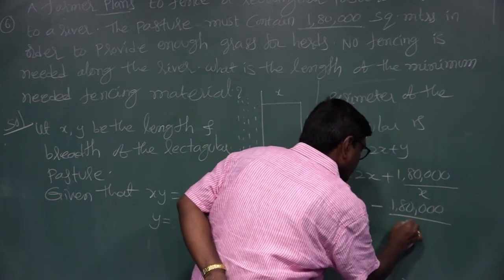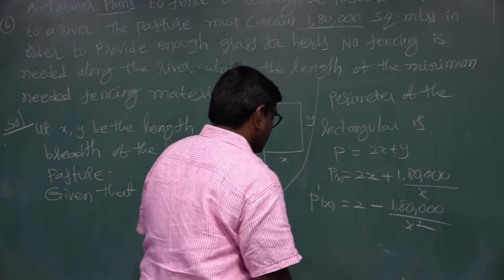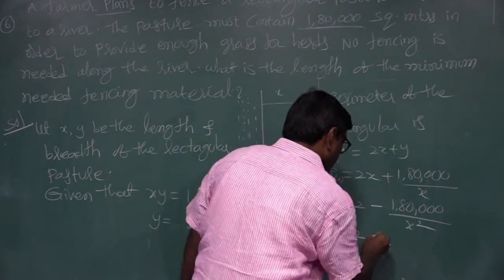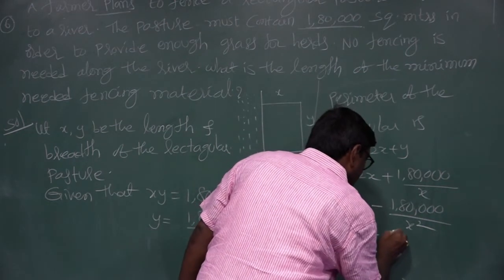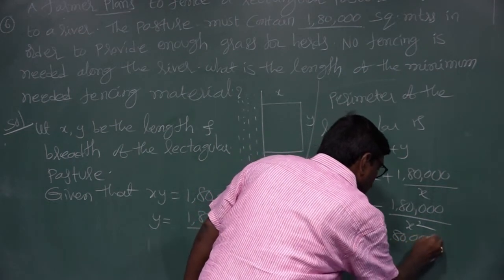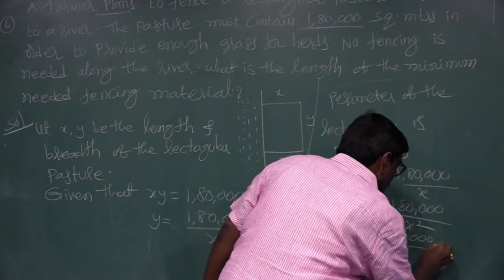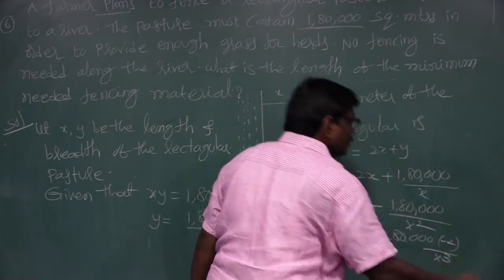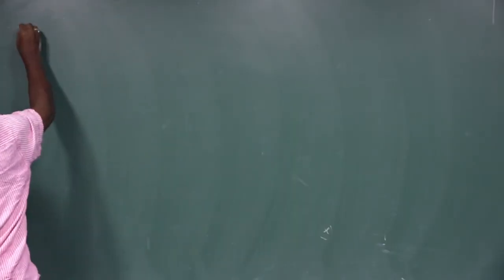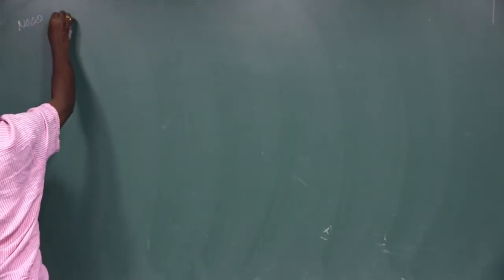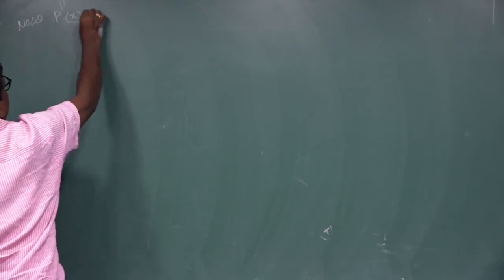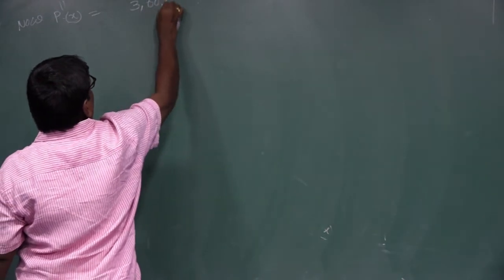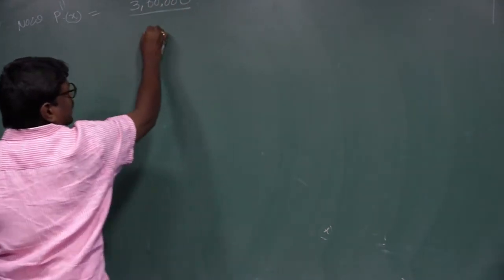The derivative of 1,80,000 by x is minus 1,80,000 by x square. P double dash x equal to 2 into minus 2 by x cube, giving 3,60,000 by x cube.